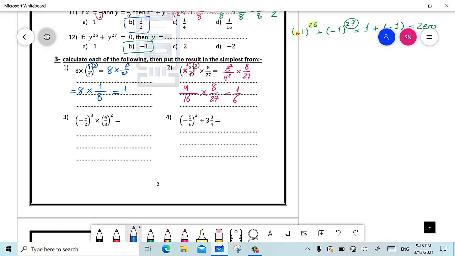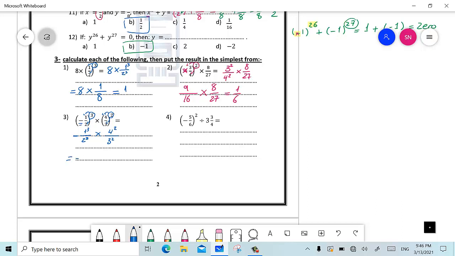Negative half all raised to the power of 3 times 4 over 3 all raised to the power of 3. Again, I'm going to have a negative number here, so I look for the power. The power is an odd number, so the negative sign is going to remain as it is. And I'm going to distribute the power on the 1 and on the 2. So it is 1 to the power of 3 over 2 to the power of 3 times, I have here 4 over 3 raised to the power of 2. So I'm going to raise 4 to the power of 2 and 3 to the power of 2.